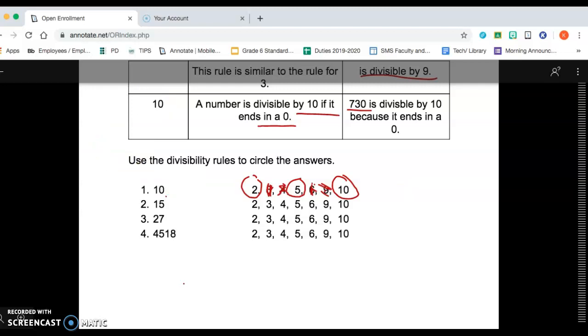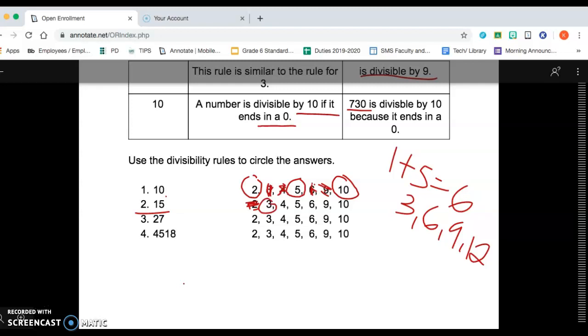Okay, so number 2. Remember, to be divisible by 2, it has to be even. So 15 does not end in an even number, so 2 is not divisible. For 3, remember we add up the digits. So 1 plus 5 gives us 6, and we need to see if 6 is a multiple of 3. And it is, right? Because it's 3, 6, 9, 12, and then you just keep going. So 6 is a multiple of 3, so that means 3 works.